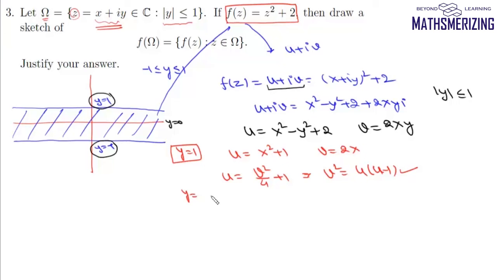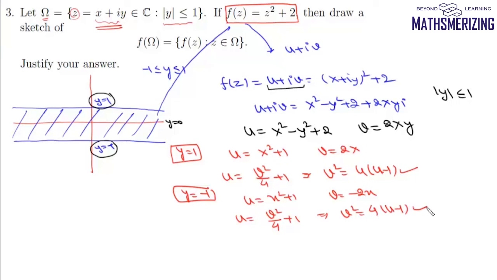Now we'll take y as minus 1. Again we'll get u as x square plus 1, and v is minus 2x. Again we'll replace x with minus v by 2, so we get u equals v square by 4 plus 1. Again we'll get v square equals 4(u minus 1). So for both boundary values 1 and minus 1, we get the same parabola, which is v square equals 4(u minus 1).